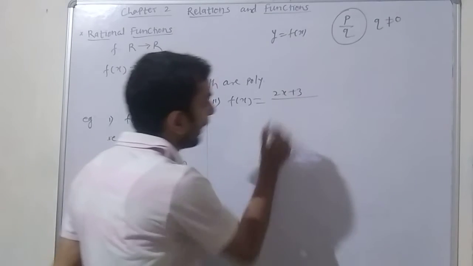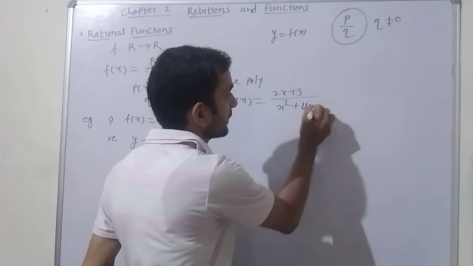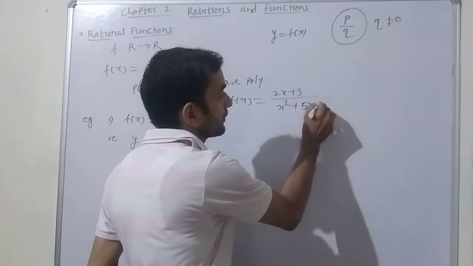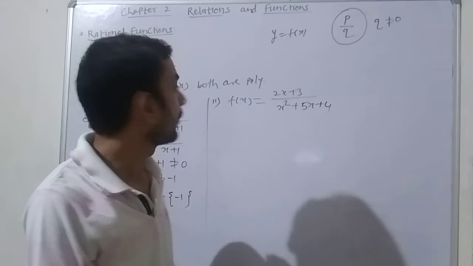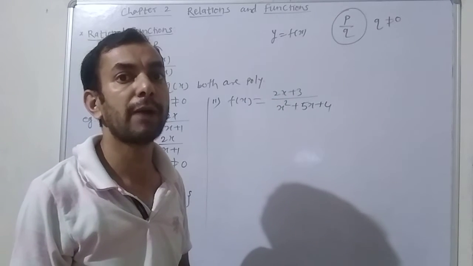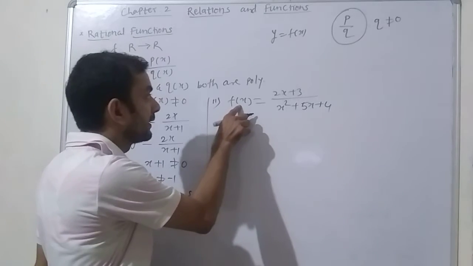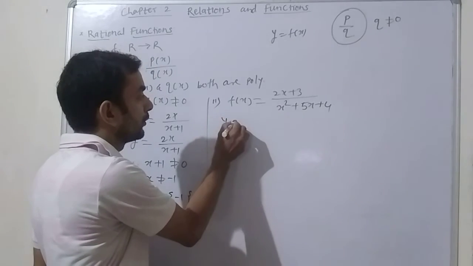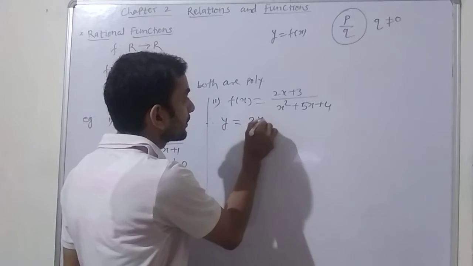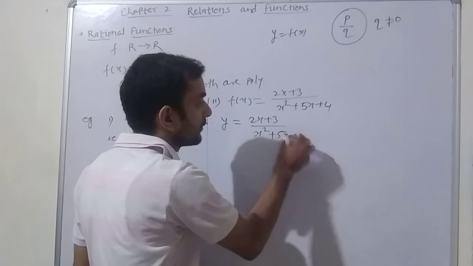Again, taking the second example, f of x equal to 2x plus 3 divided by x square plus 5x plus 4. If I have to find the domain of that particular function f of x, we define the function y equal to f of x, so y equal to 2x plus 3 divided by x square plus 5x plus 4.